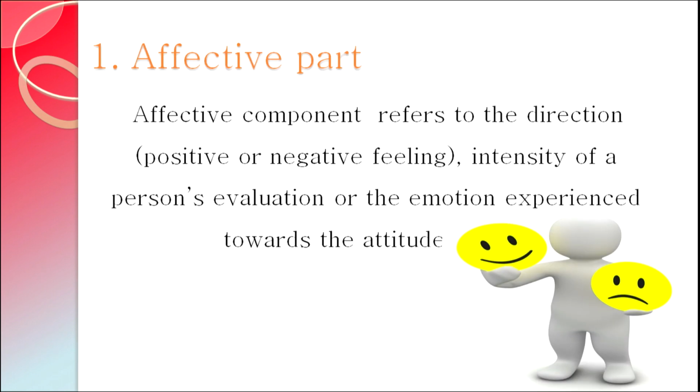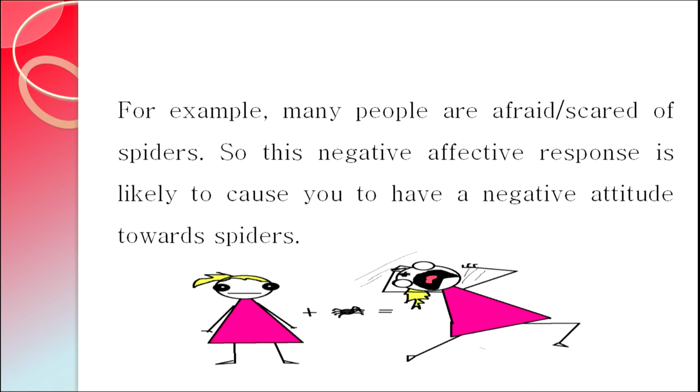The first component of attitude is the affective component, that is the emotional part which is attached to a particular attitude. It refers to the direction and the intensity of a person's evaluation or the emotion, as I said, which is experienced towards the attitude object. For example, many people are scared of spiders. So, this negative affective response is likely to cause you to have a negative attitude towards spiders, because the affective component is negative towards a particular object, and this will lead to developing a negative attitude towards that thing.